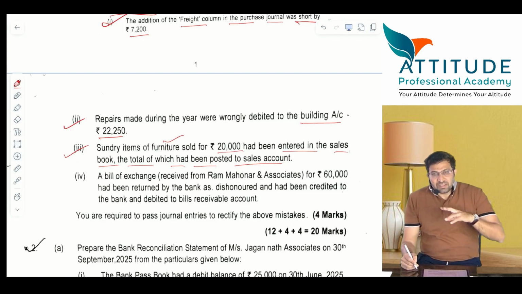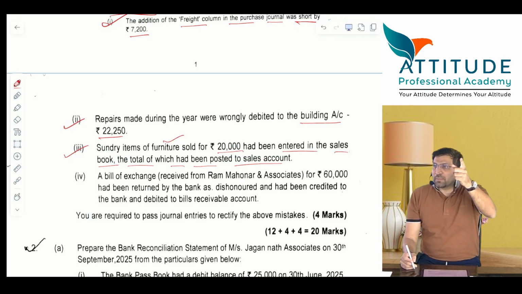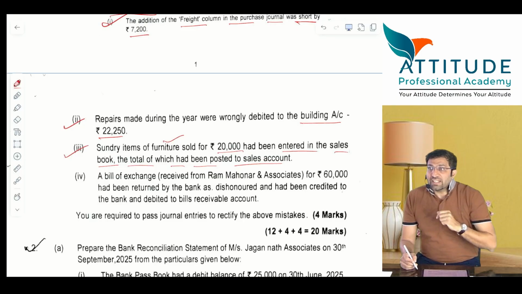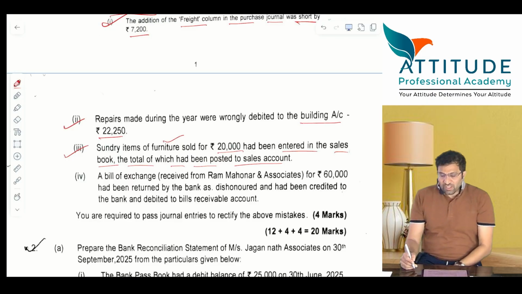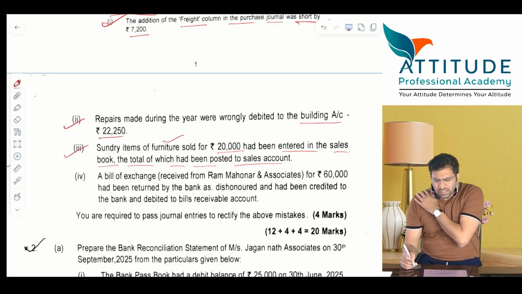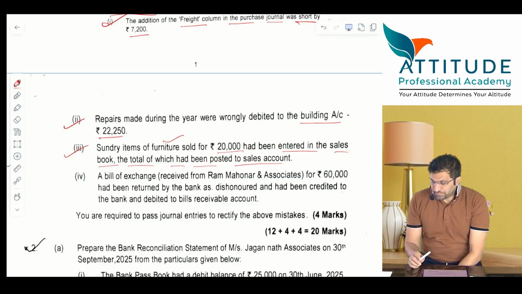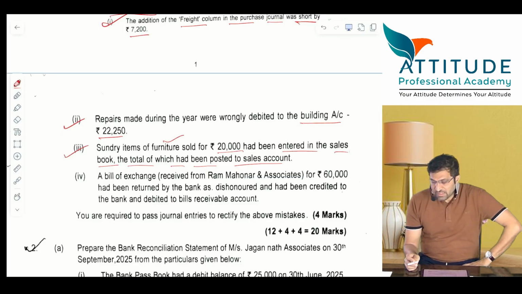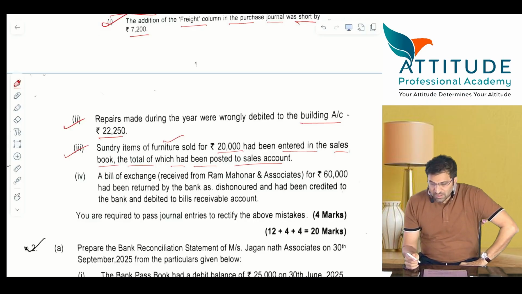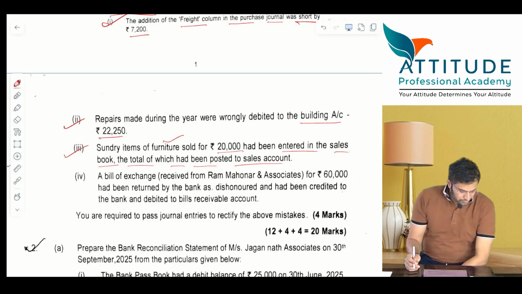So what is the entry? Tell me. Sales is unnecessarily credited. Now sales should get what? Debited. But sales is a nominal account. So entry. P&L adjustment account debit to furniture. Furniture is not a nominal account. It's a real account. So furniture, correct, 20,000. Got the answer? Oh, all of you getting it? Being sale of furniture wrongly entered in sales book, now rectified. Okay. Next, fourth one.